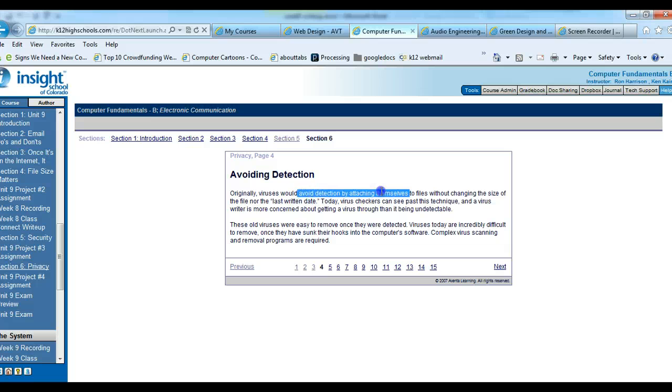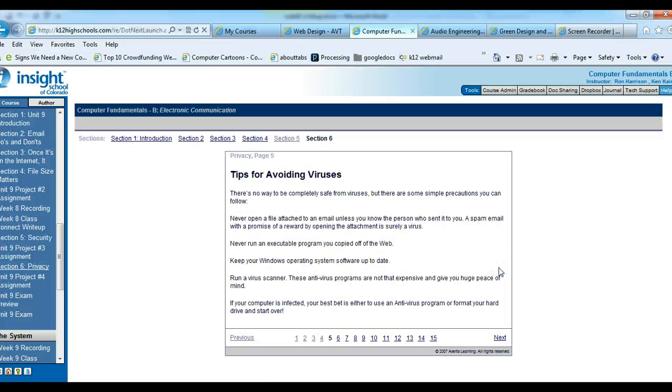Viruses avoid detection because they attach themselves to files. Nowadays, of course, they have virus checkers, and most of the time those do a pretty good job, but new viruses are created every day. So it's really hard for the virus checking software to stay updated.